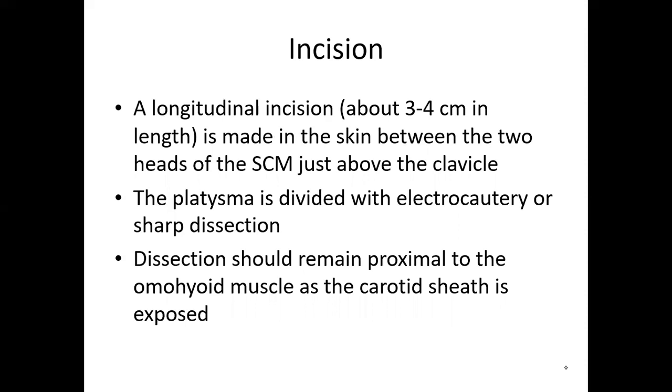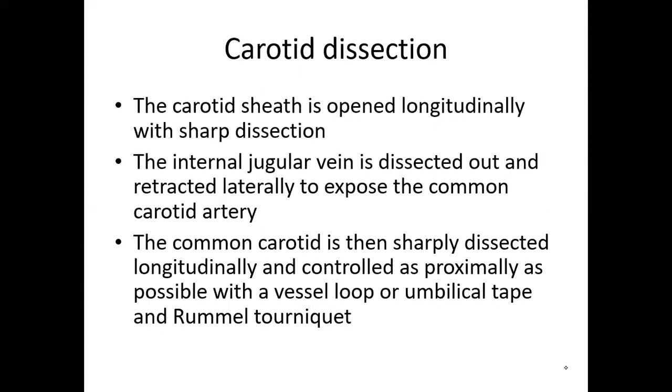Once you're through the skin with the scalpel, you can use the cautery to divide the platysma, and then you're going to be diving down towards the carotid sheath. You want to stay proximal to the omohyoid muscle as you get into the carotid sheath. You want to be lower down than that. As you open the carotid sheath longitudinally with Metzenbaum scissors, again, you'll notice that the internal jugular vein is often slightly on top of it or mostly lateral. And so you're going to want to retract that laterally with your Wheatlander retractor to expose the common carotid.